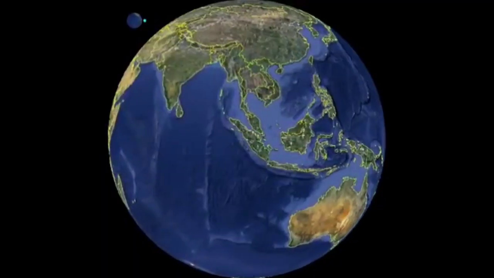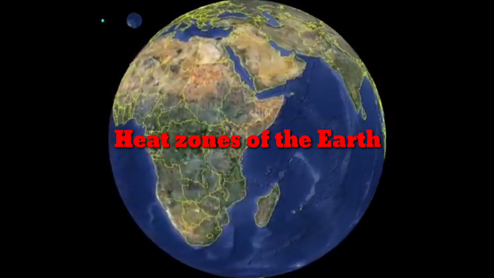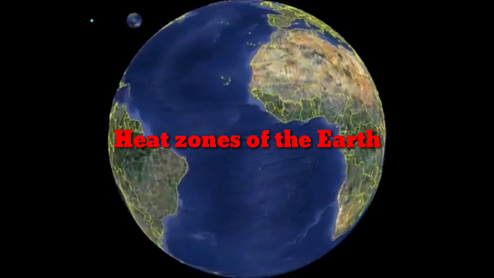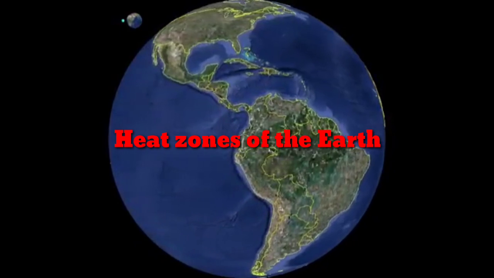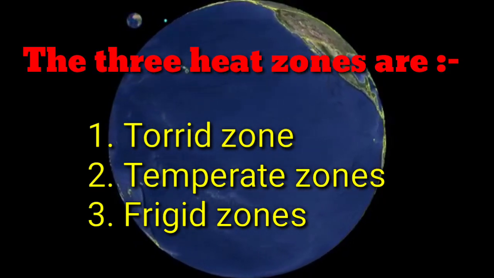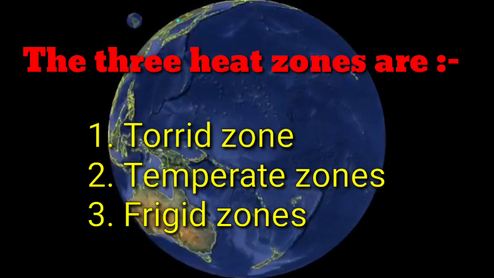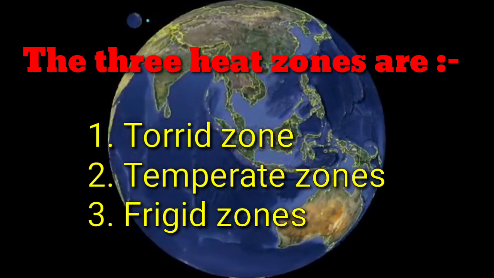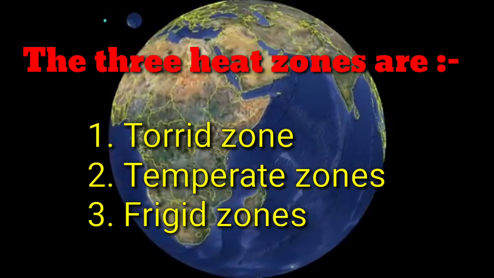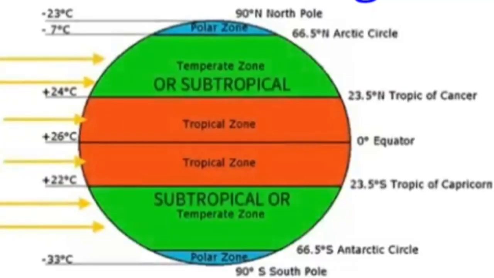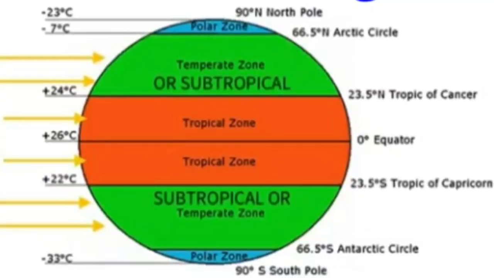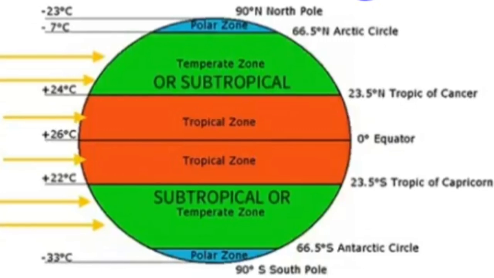There are 3 heat zones in the earth. The 3 important heat zones are the torrid zone, the temperate zones and the frigid zones. With the help of this picture, we can easily understand the heat zones in the earth.